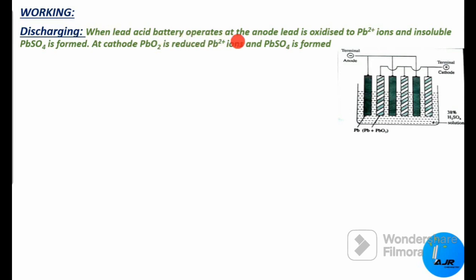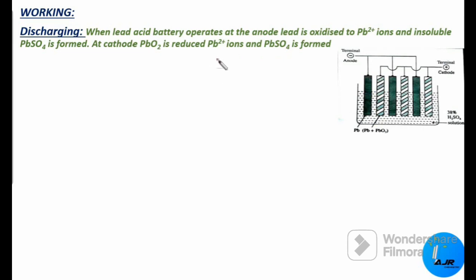When the lead acid battery operates, at the anode lead is oxidized to Pb2+ ions and an insoluble PbSO4 is formed. Can you understand what I have written? During discharging, the anode lead plates undergo oxidation to form Pb2+ ions, and an insoluble PbSO4 is formed over these lead plates. And at the cathode, PbO2 is reduced to Pb2+ ions again, and then PbSO4 is formed over that also. So at both anode and cathode, a PbSO4 coating is formed during discharging and current is dissipated.